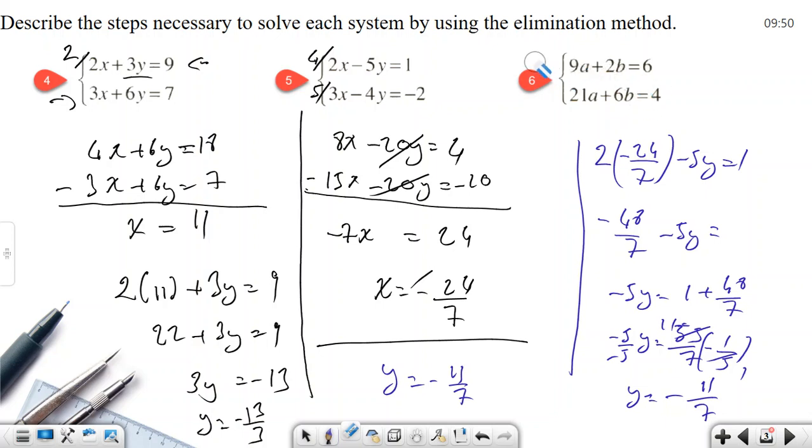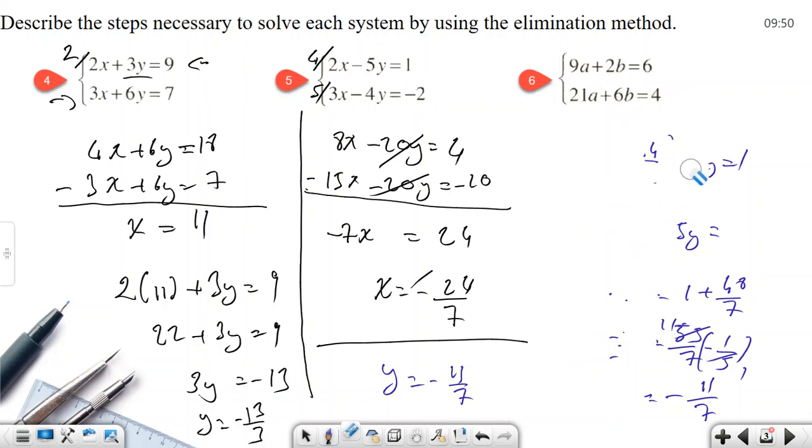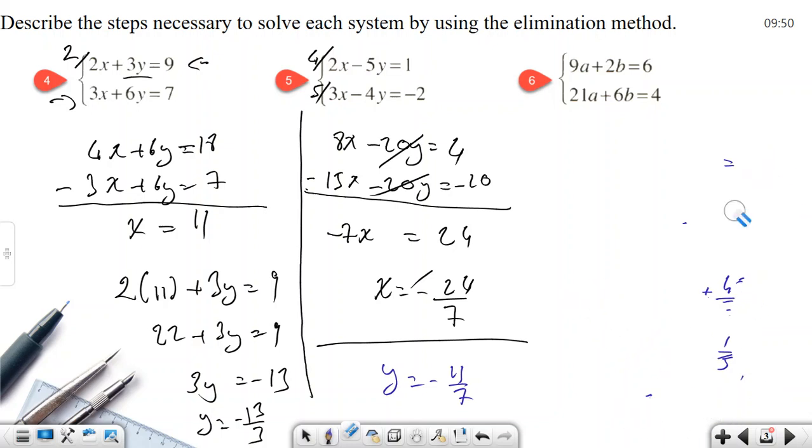But here it's easier. You need to multiply the first equation by 3. Then you can get 6b and 6b. Or you can multiply by negative 3, of course, if you want to. And you can add them.